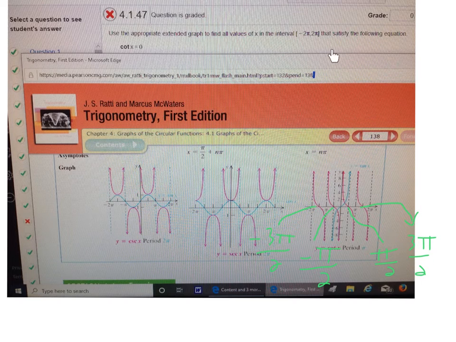So, following the directions, it says look at this graph and find where the y values are 0, or what the x-intercepts are from negative 2 pi to 2 pi.